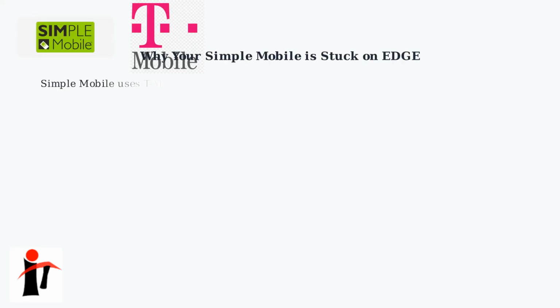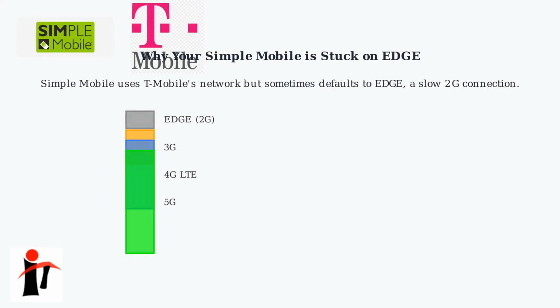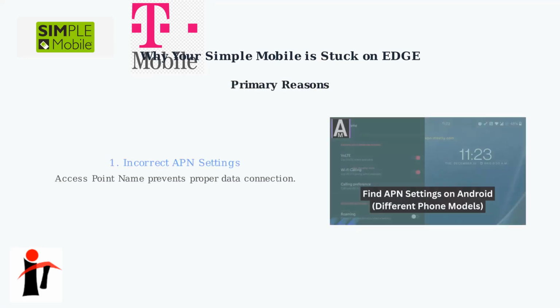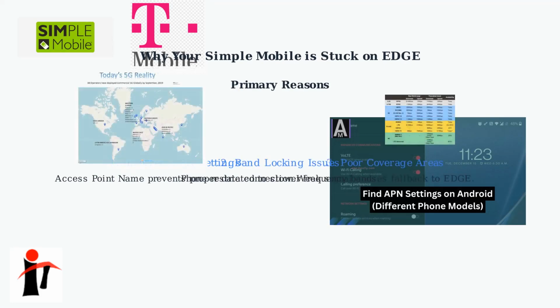Simple Mobile, operating on T-Mobile's network, sometimes defaults to Edge, a slow 2G connection. This happens despite the availability of faster 4G LTE and 5G networks. The primary reasons are incorrect APN settings, band locking issues, or simply being in an area with poor coverage.